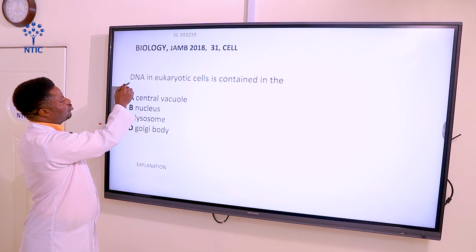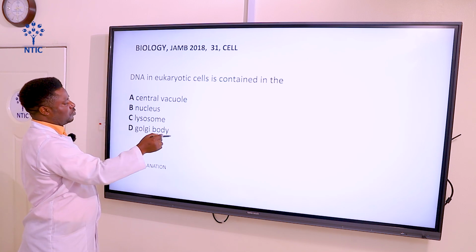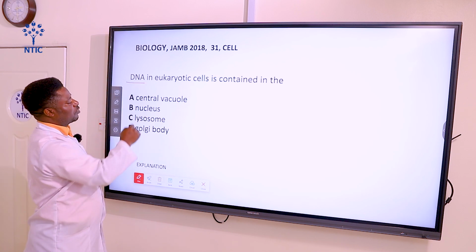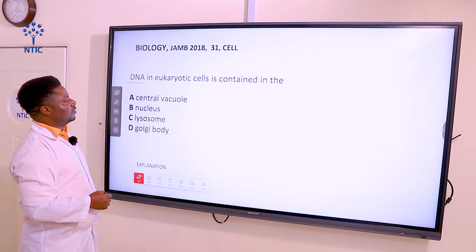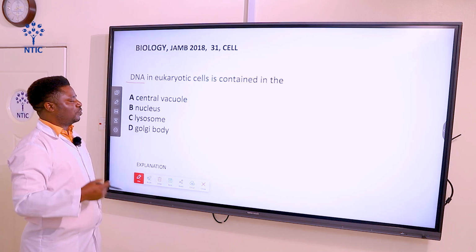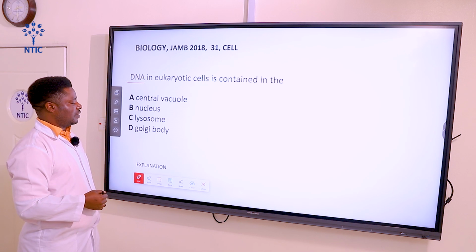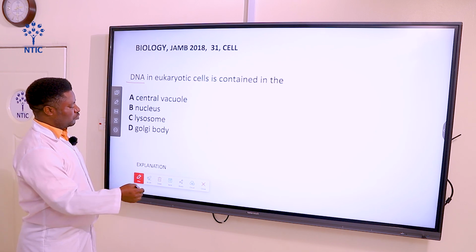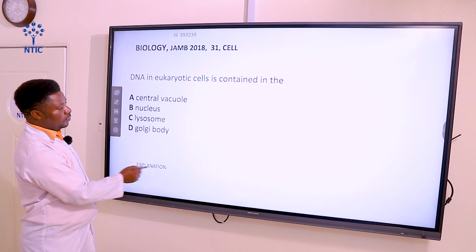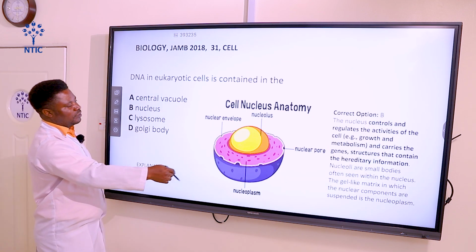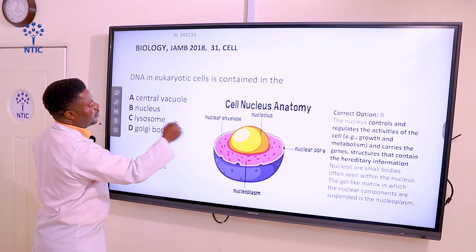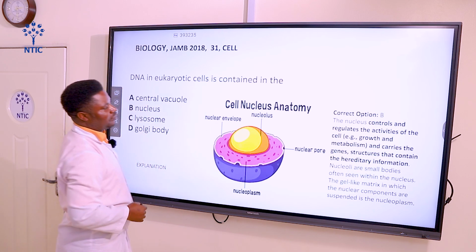Question number 31 says, DNA in eukaryotic cells is contained in the what? The emphasis on this question is placed on DNA, the location of the DNA. And if you look here, you will see that the DNA is actually located in the nucleus of the cell, and it is responsible for the transmission of traits, characters from parents to their offspring. Now let's see the answer to the option, okay? Now as you can see, this is the position of the nucleus, the nucleolus, and the DNA is located in the nucleus.